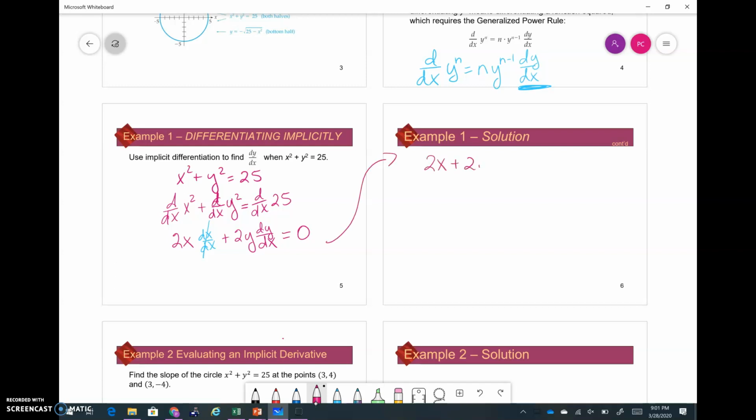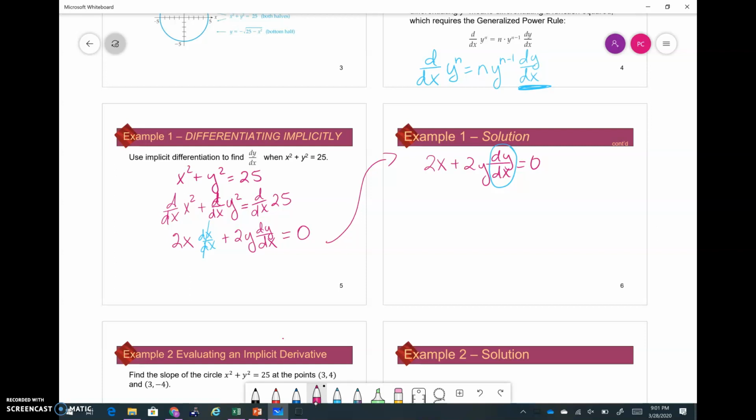2x plus 2y dy over dx equals 0. And the goal now, once you take the derivative and you apply that generalized power rule, is to solve for dy over dx. I need to get this by itself, and that's going to give you your derivative.